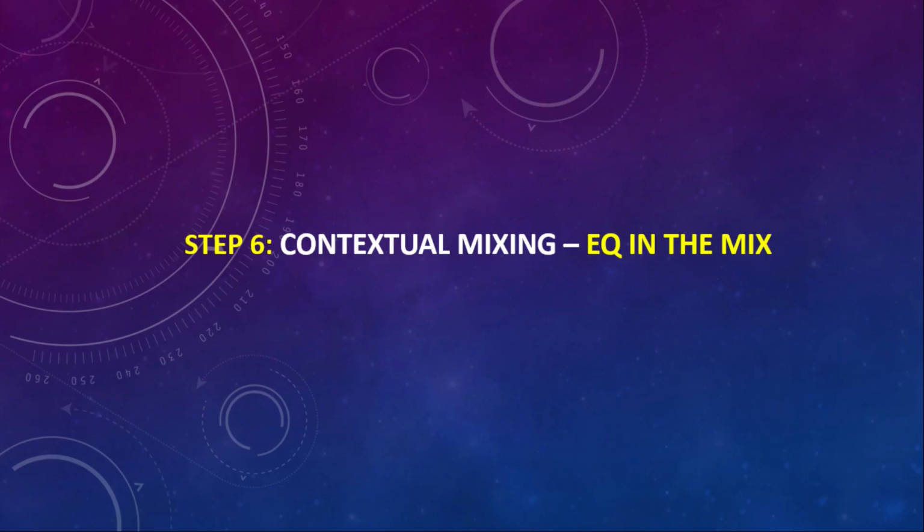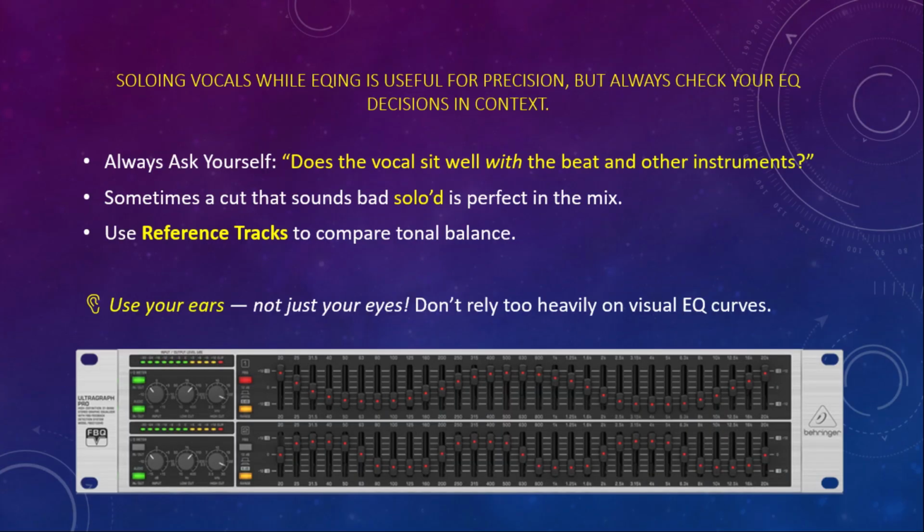Number 6, contextual mixing, EQ in the mix. What does this mean? Well, soloing vocals while EQing is useful for precision, but always check your EQ decisions in context. This is important. Always ask yourself, does the vocal sit well within the mix? Or does the vocal sit well with the beat, I should say, and other instruments? And sometimes a cut that sounds bad soloed is perfect in the mix.